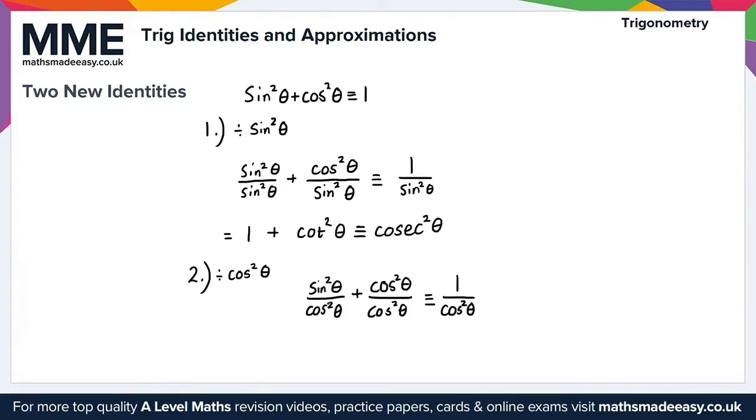So sine squared theta over cos squared theta will simply give us tan squared theta there. Cos squared theta over cos squared theta, similar to what we did here, will just give us 1. And finally, 1 over cos squared theta is the reciprocal of cos squared theta, which we know is sec squared theta. And that's now the second of our two new identities.